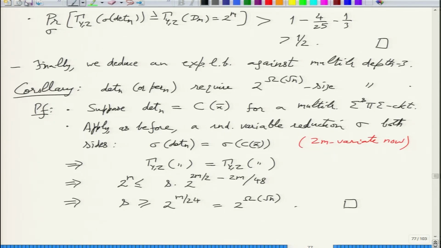Did I make a mistake in the representation claim? Yeah, that was wrong. For determinant, by depth 3 reduction, you will get a depth 3 circuit of size n to the root n. But it will not be multilinear. If you look at the size bound, then this 2 raised to square root n is close.